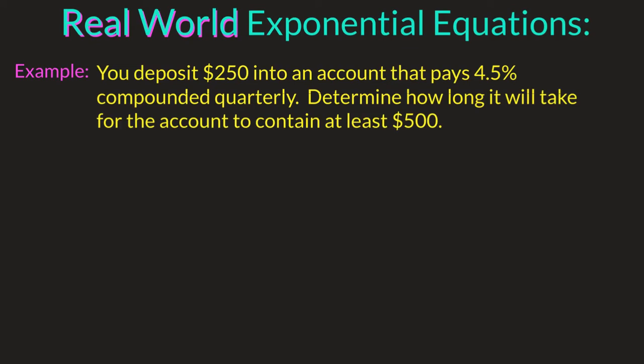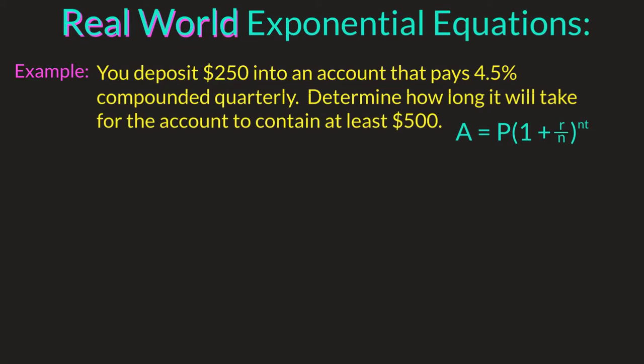So moving on to some real world examples. You deposit $250 into an account that pays 4.5% compounded quarterly. Determine how long it will take for the account to contain at least $500. If you can recall, it talks about something being compounded quarterly. There was a formula that we worked with not too long ago. It's our compound interest formula. It was A equals P times 1 plus r divided by n to the nt power.